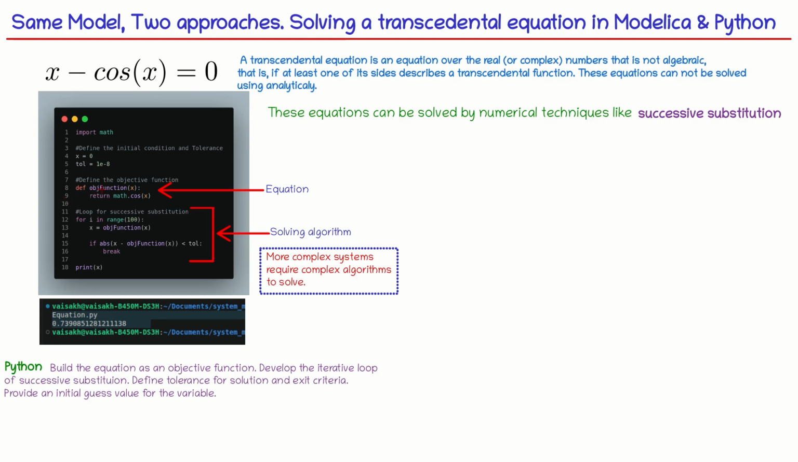So let's see how this is done in Python. We import the math module to get the cosine function. Then we start with an initial guess value for x, that is 0. Then we establish a tolerance. We'll come to that later.